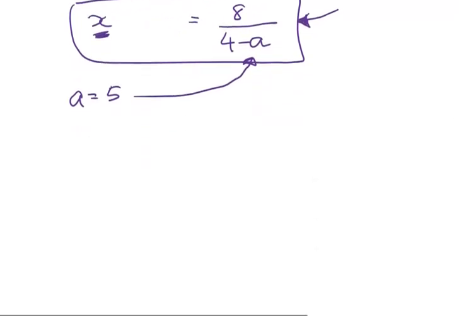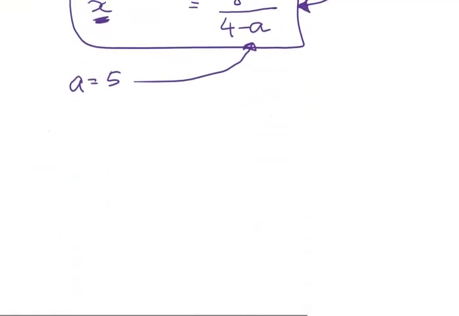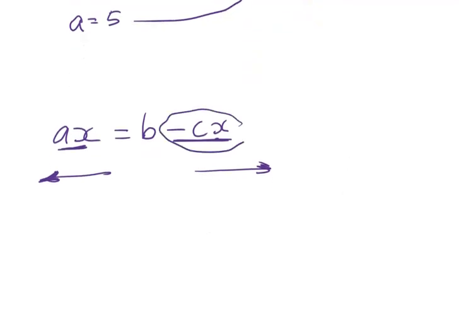Right, where's question 2? AX equals B minus CX. In this one, I've got A lots of X here, and I've got take away C lots of X here. Again, the strategy is to get all my X terms to one side and all my other terms to the other side. So I'm going to add CX onto both sides. I have AX plus CX is equal to B.